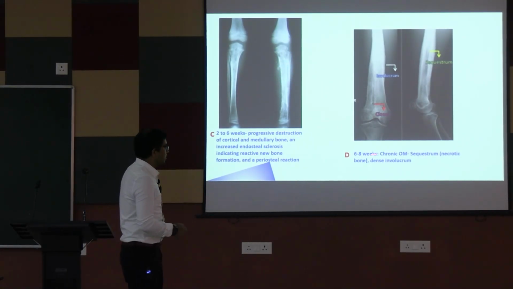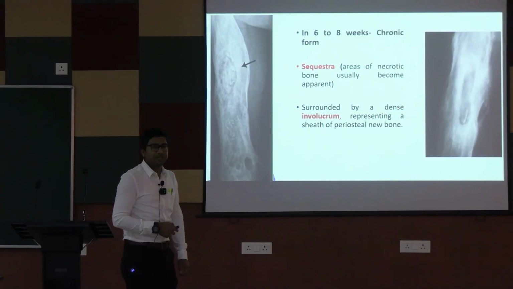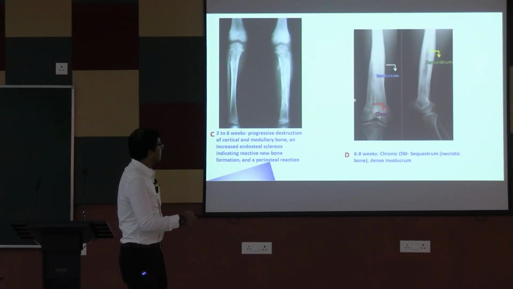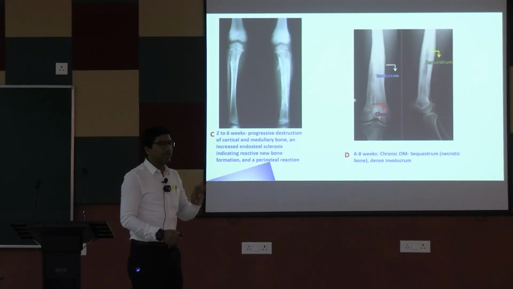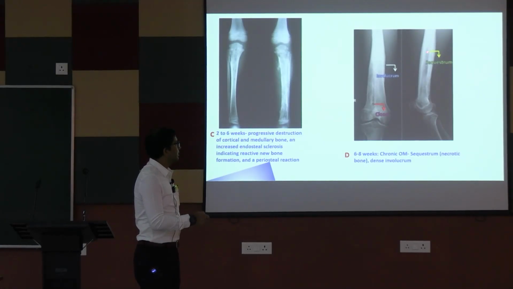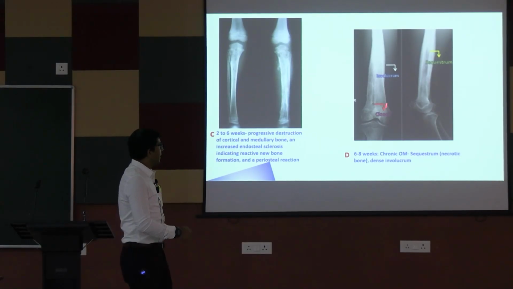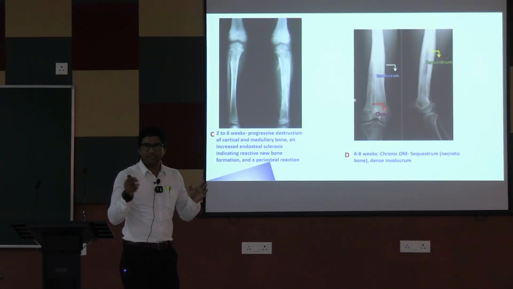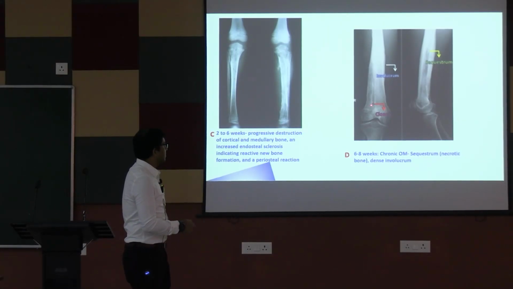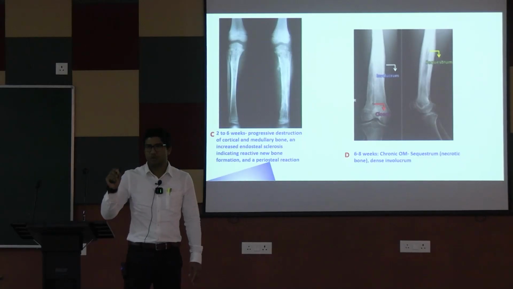And finally, in the chronic form, in 6 to 8 weeks, you get to see the typical features of chronic osteomyelitis. So what are the typical features? Three names: the sequestrum, which is the infected foci, the radiodense sequestrum; the involucrum, the surrounding reactive bone; and the cloaca. This kind of hole, you don't get to see cloaca in every X-ray, but these are openings in the involucrum.